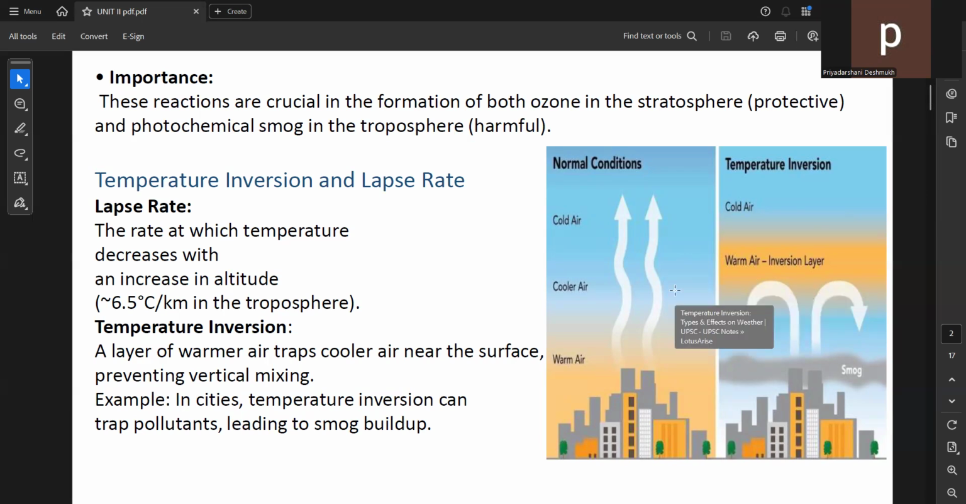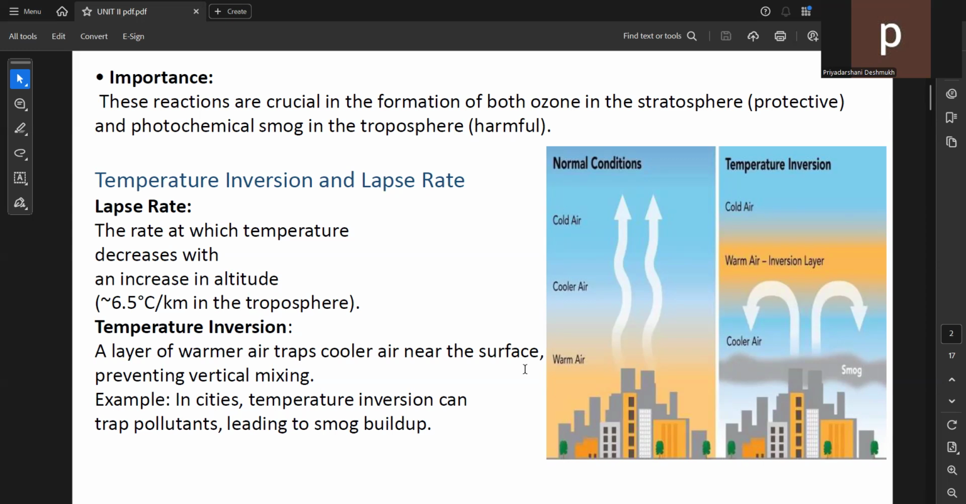The first figure gives you the normal condition, whereas the second gives you the temperature inversion and how it occurs due to the pollution which is man-made. Okay, so these are the definitions. What is the lapse rate? The lapse rate is the rate at which the temperature decreases with an increase in altitude. This takes place at about 6.5 degrees Celsius per kilometer in the troposphere.